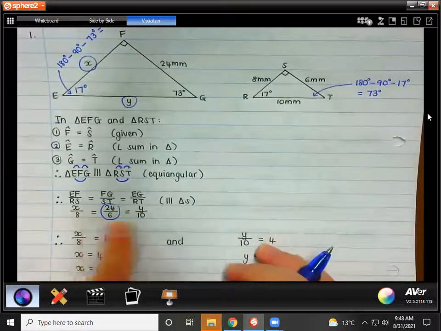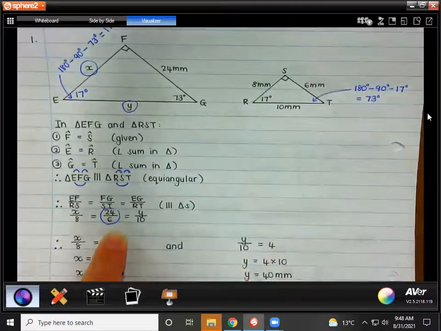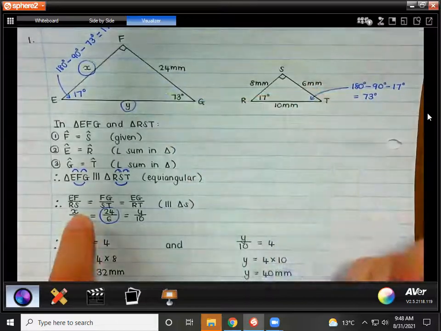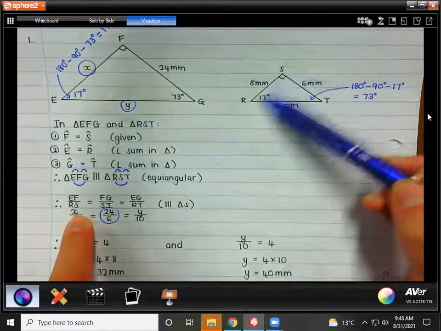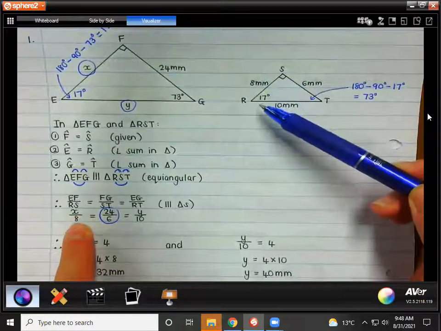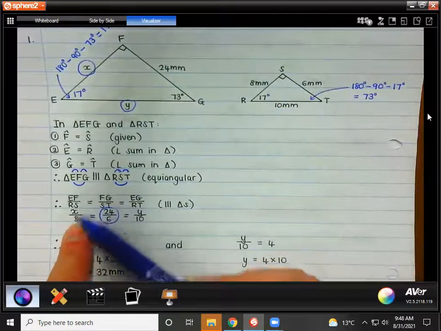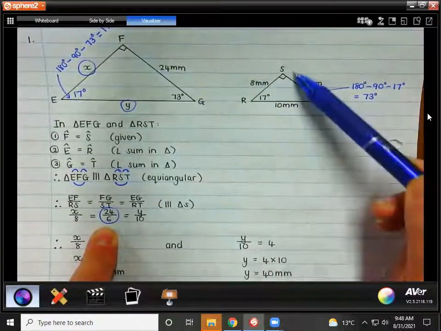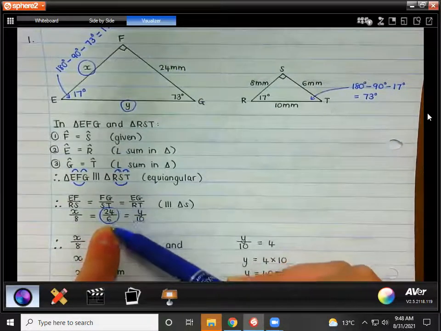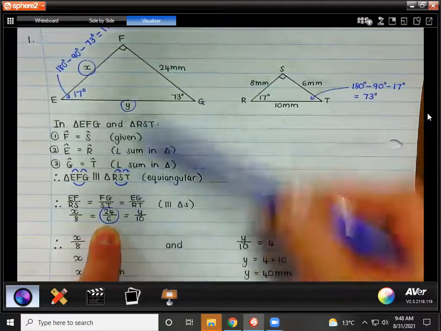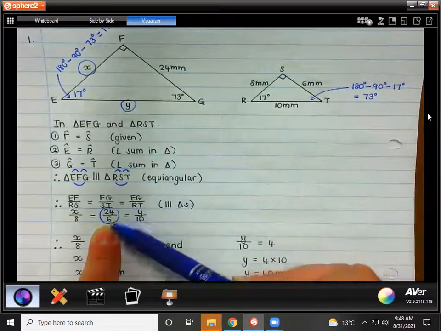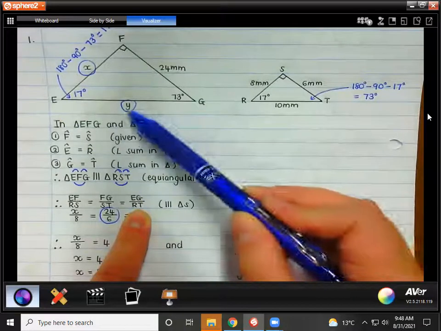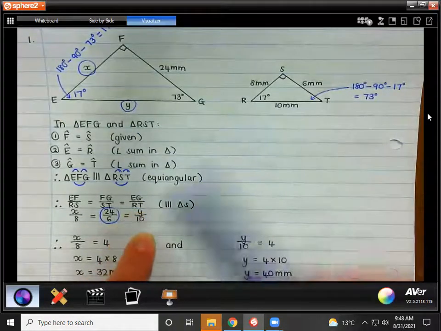Then you're going to fill in the lengths of these sides. EF was actually X, so you put an X there. RS was actually 8. So EF over RS becomes X over 8. Then you have FG over ST, that becomes 24 over 6. So you put the actual lengths of those sides into your fractions. Then you have EG, which is Y, over RT, which is 10.